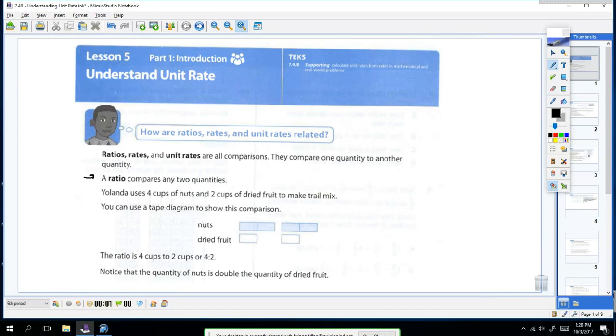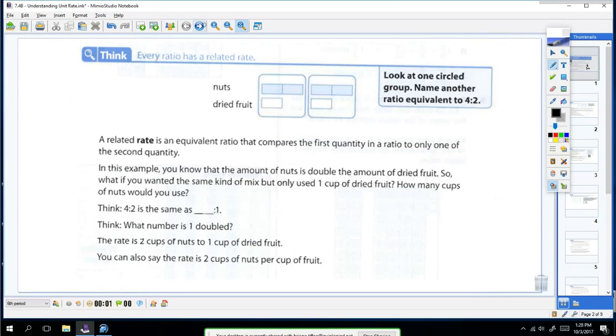So the first ratio we're going to look at is Yolanda uses 4 cups of, let's say, almonds and 2 cups of dried fruit. So my first ratio would be 4/2. That is a ratio because it compares two quantities together. For every 4 cups of almonds, you use 2 cups of fruit. That's the ratio.